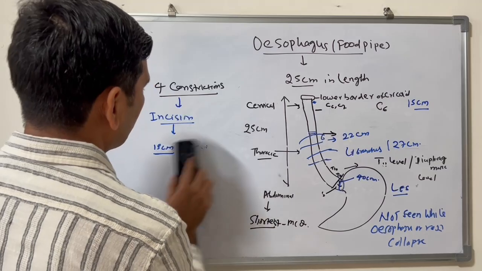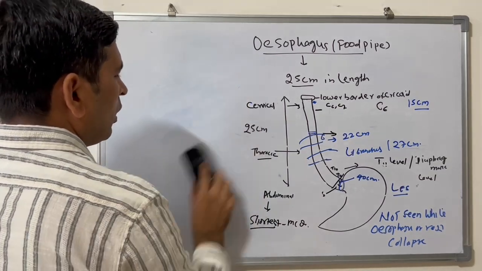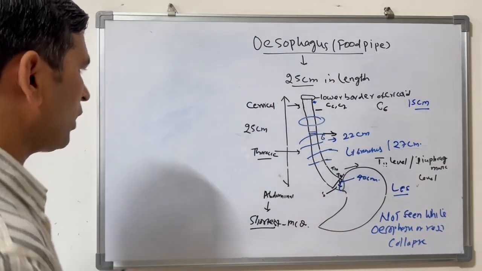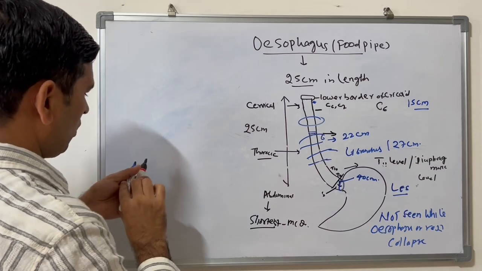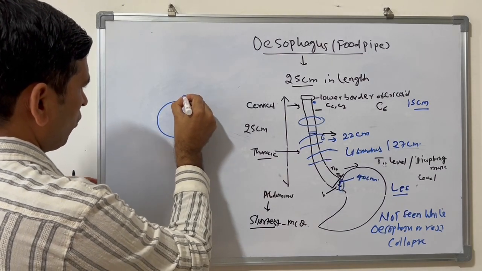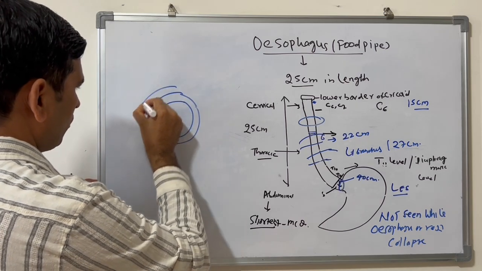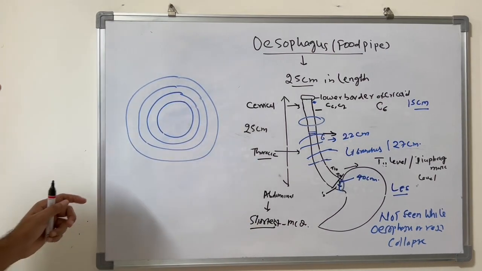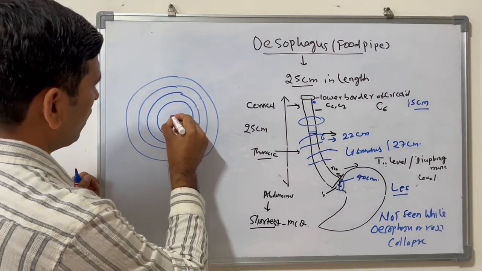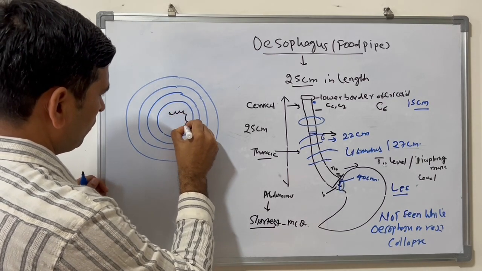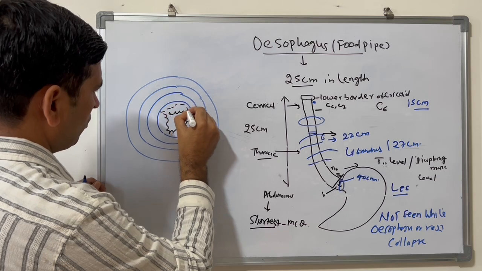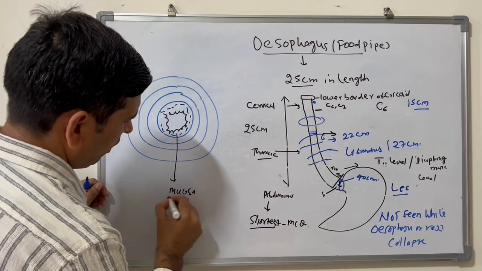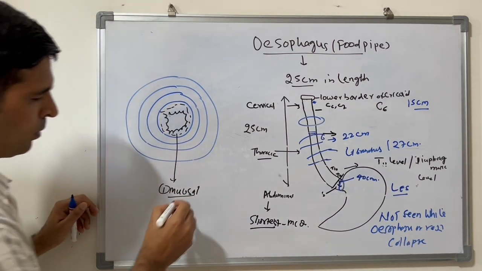Now, if you look at the layers of this esophagus, if we cut this esophagus, there are four layers of the esophagus. The first layer of the esophagus is the mucosa.